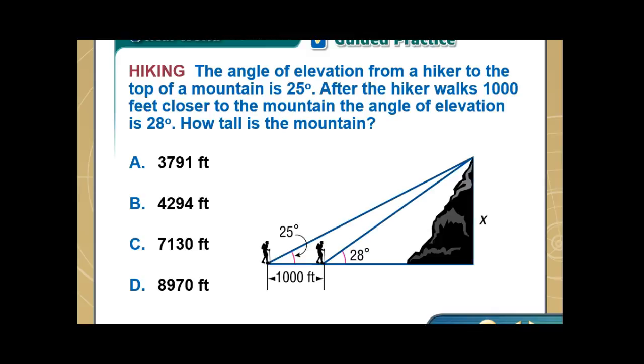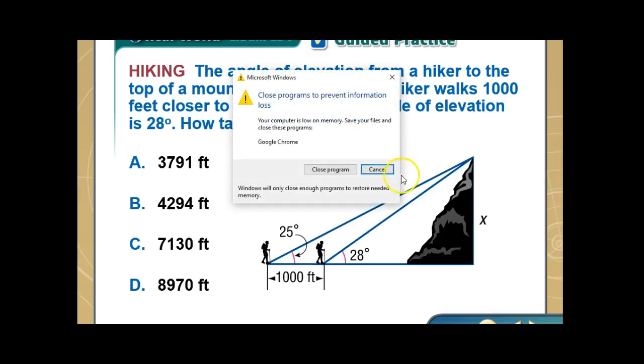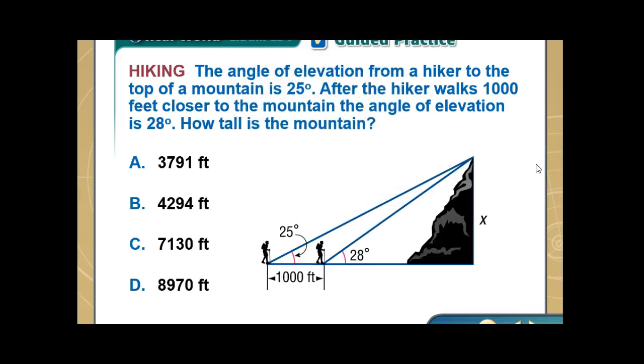Now, feel free to try this problem on your own. See if you can determine the angle, or I'm sorry, the height of the mountain given these two angles of elevation.